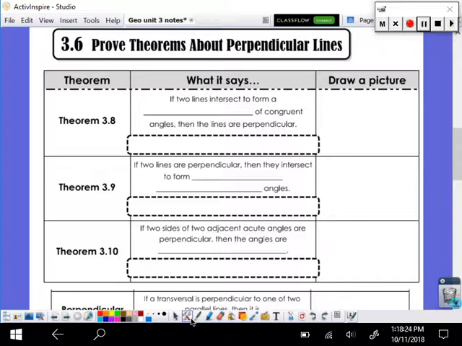So theorem 3.8: if two lines intersect to form a linear pair of congruent angles, then the lines are perpendicular. So we will say if M and N form a linear pair, and I'm going to abbreviate LP, with congruent angles, then M is perpendicular to N.